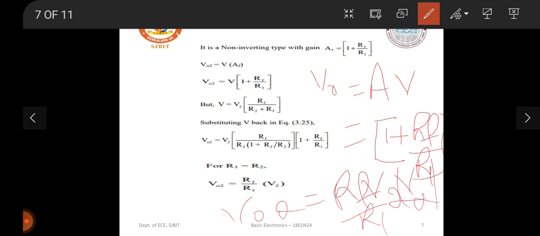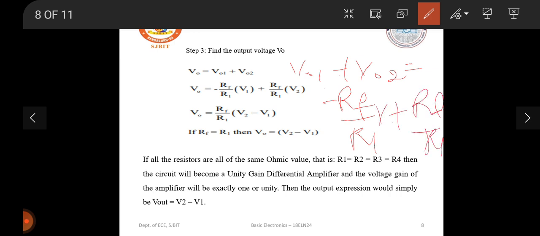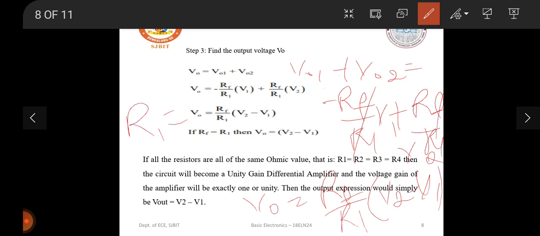Now let's add V01 and V02. When we add V01 and V02, my V01 is minus RF by R1 into V1 and my V02 is plus RF by R1 into V2. Now what is going to happen? When I take RF by R1 common, I get my V0 as equal to RF by R1 into V2 minus V1. If the resistances R1 and RF are equal to R, then I can say my V0 is equal to V2 minus V1, which is nothing but the difference of the two voltages applied across the subtractor operational amplifier. So this is the expression for your subtractor circuit.